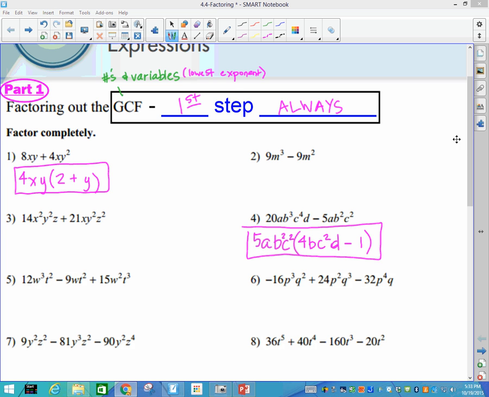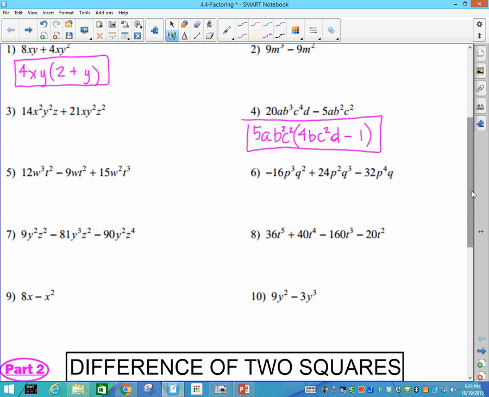Oh, now I was just going to say one more. We'll do 2 more. Okay, so look at number 6. So I'm looking at 6, and generally we take out a negative if that leading term is negative, so I will take out that negative. Just so, again, you're familiar. The largest number that goes into 16, 24, and 32 is 8.